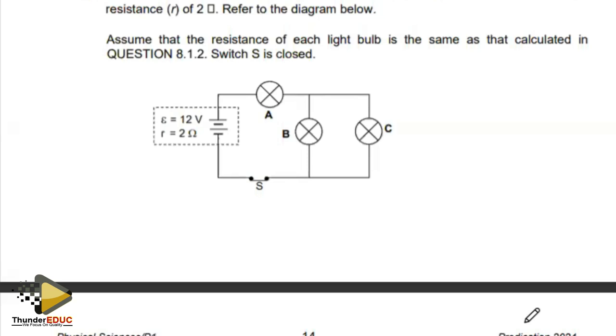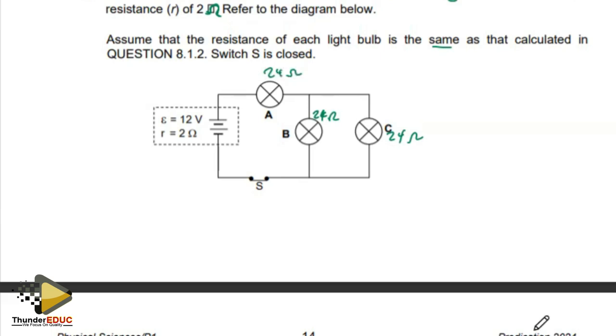Next, the light bulbs are connected in a circuit with a battery that has an EMF of 12 volts and an internal resistance of 2 ohms. So I think this was meant to be that small e, and that is the ohm symbol. All right. This is how they are connected. Assume that the resistance of each light bulb is the same as calculated before. So this is a 24 ohm. This is also a 24 ohm. And even this one is a 24 ohm.